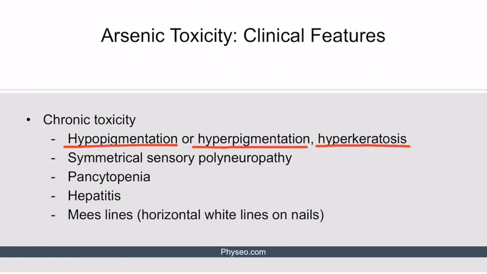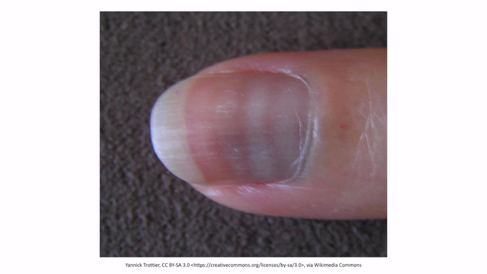It can also lead to symmetrical sensory polyneuropathy, often in stocking glove distribution, pancytopenia and hepatitis, and a unique finding known as Mees lines, which is characterized by horizontal white lines on the nails. Here's an example of what Mees lines look like on a physical exam. Notice the horizontal white lines on this nail that form due to the disruption of the nail matrix keratinization.